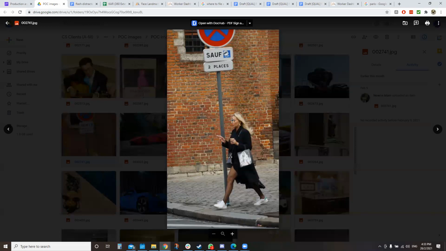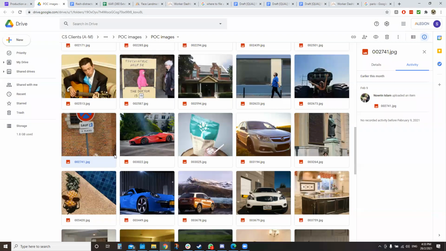Yeah, this one I need to remove because the focus is her actually, not.